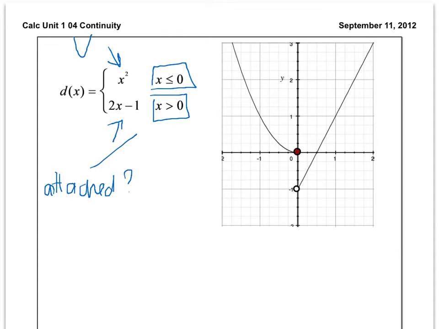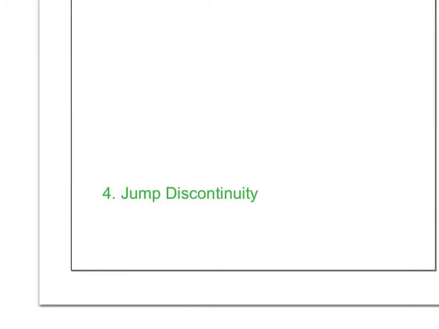We learned how to graph piecewise functions last year, and when I graph it, I see that in fact, no, they are not. If I'm traveling along the x-axis from -2 towards +2, I get to 0, and then I have to take a big jump to reattach the function. So this is called a jump discontinuity.